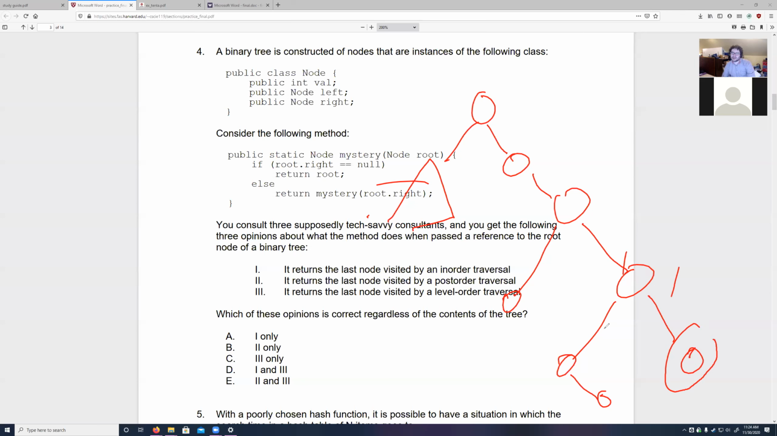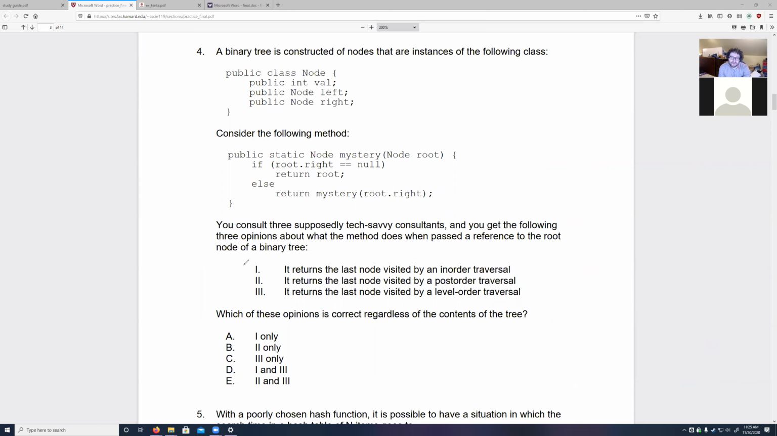which is in fact the last node in an in-order traversal. So this method is going to return the rightmost node in the tree, right? Basically saying if I can keep going right, then yes. Right. So suppose this guy didn't exist. We'd return this guy, and that's still correct, because this guy says I'm going to handle my left subtree, then myself, then my right subtree. He's going to say handle my left subtree, then myself, then my right subtree. So opinion 1 is correct. It will return the last node visited by an in-order traversal.